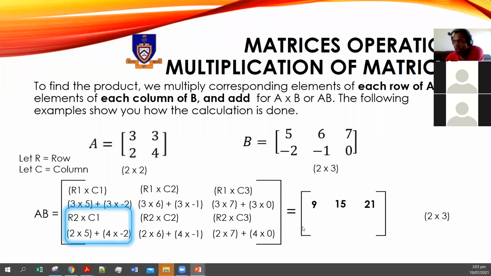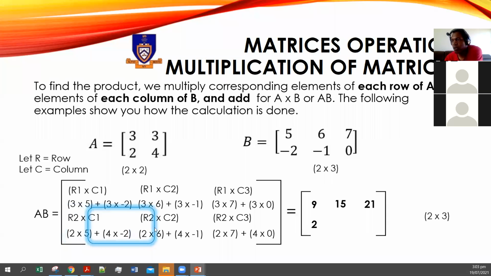We are now going to the second row, column 1, which is this part over here. 2 times 5 is 10 plus 2 times 4 times minus 2 is minus 8. So 10 plus minus 8, or 10 minus 8, is 2. And then we write our answer in there.